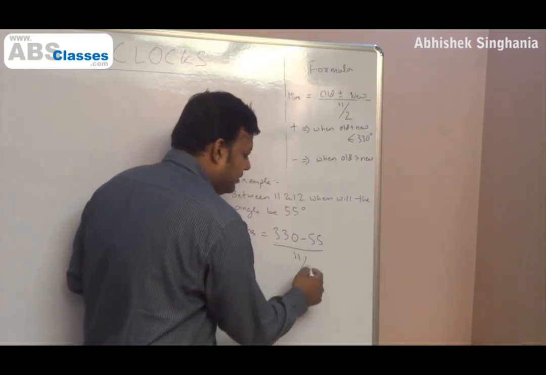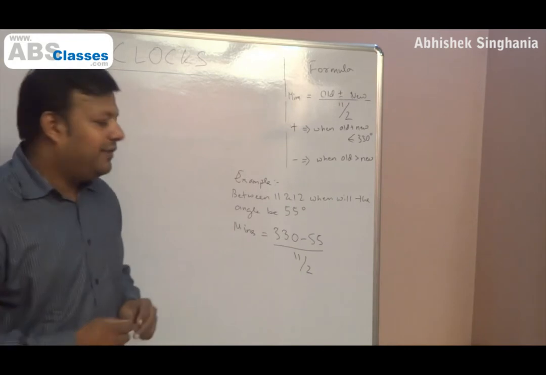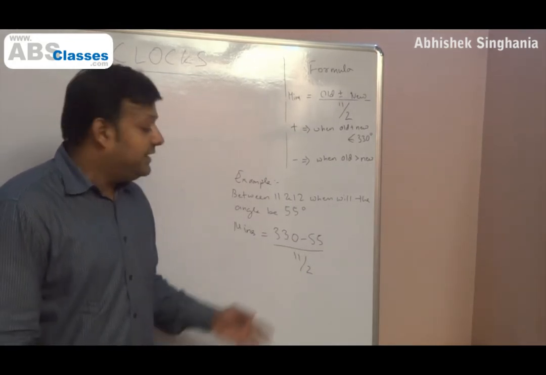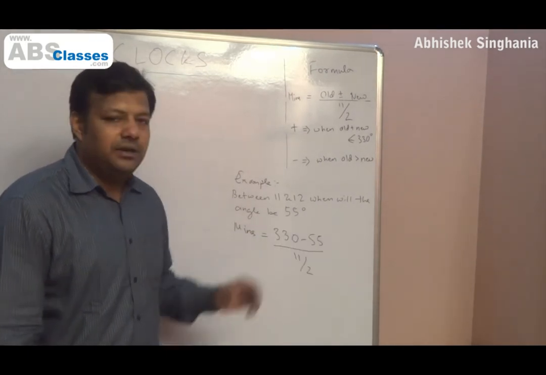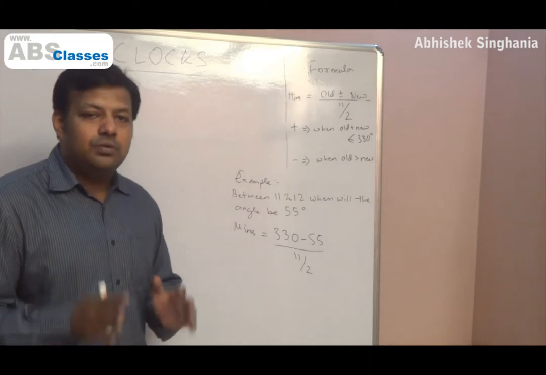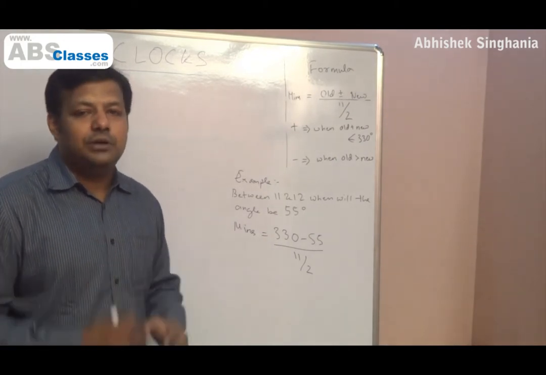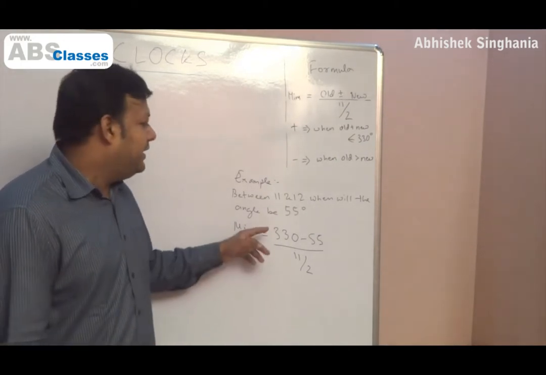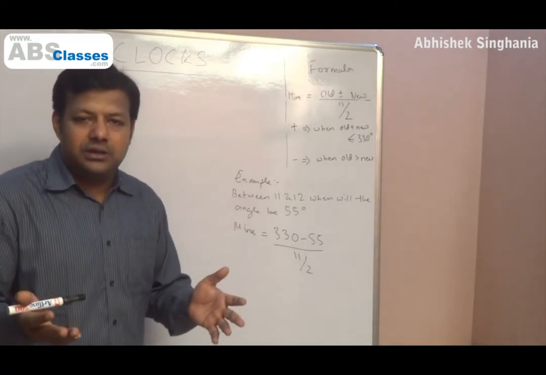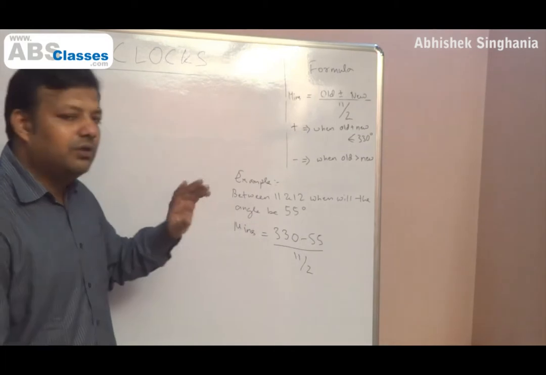Minutes is equal to (330 minus 55) by 11 by 2. Now why have I put minus here and not plus? I can obviously use minus because old is greater than new, right? Why not plus? Because we said we use plus only when old plus new is less than or equal to 330, right? Now here, old is already 330. So how can old plus new be less than or equal to 330? It's impossible, right? So we'll get only one answer here.